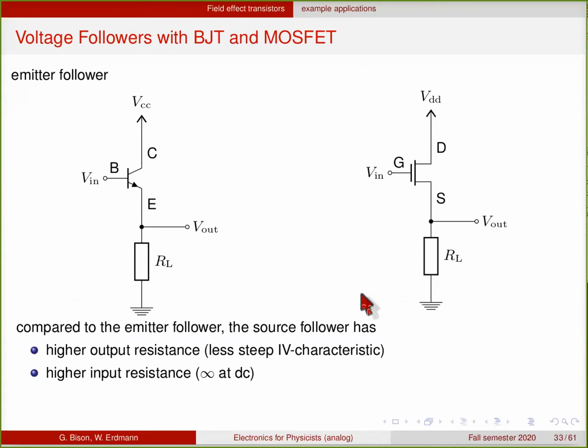As an example of something that can be done basically the same is the emitter follower with a bipolar transistor, or source follower as it's called with the field effect transistor. It's the same circuit where you replace your NPN with an NMOS. The main difference here is that typically you have a higher output resistance for the source follower because the IV curve is less steep than it is for the bipolar transistor. But the advantage is that you have a much higher input resistance, so there's no input current at all at DC.